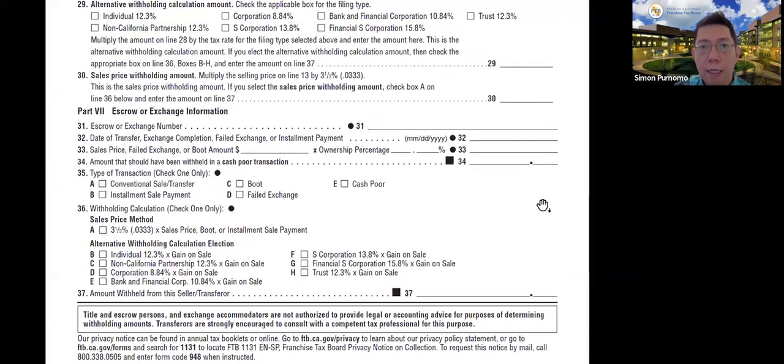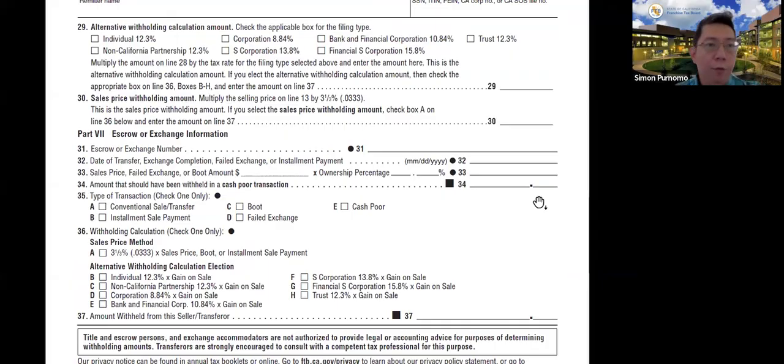So this is page 3 of the form. We are seeing that Part 7, which is supposed to be completed by the escrow company, has been skipped entirely, and sometimes line 37, the amount supposed to be withheld from the seller, is left blank. Now this is going to delay the processing. So again, be sure that you are checking this form over and ensuring everything is complete and accurate before you submit it to Franchise Tax Board.